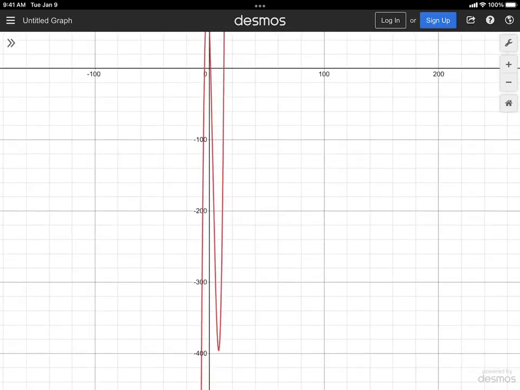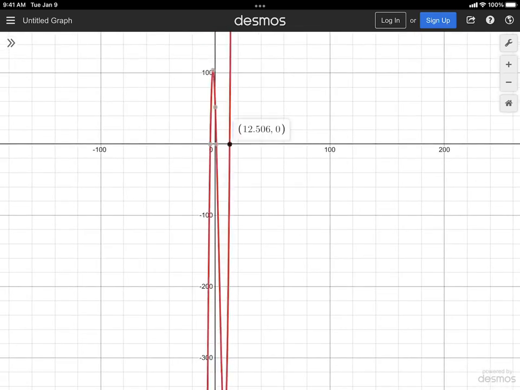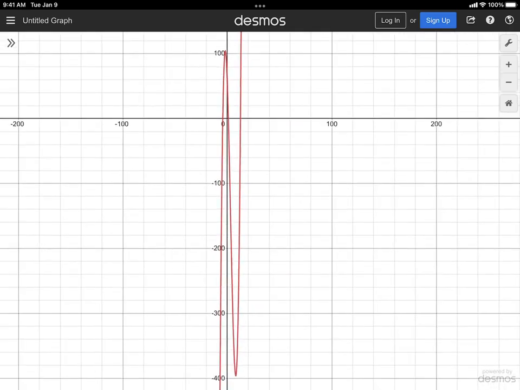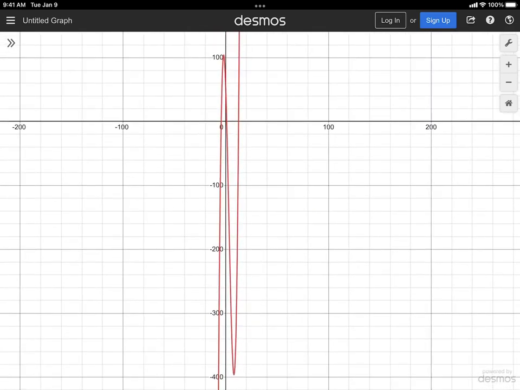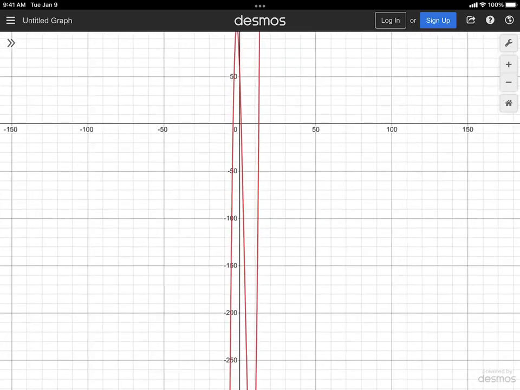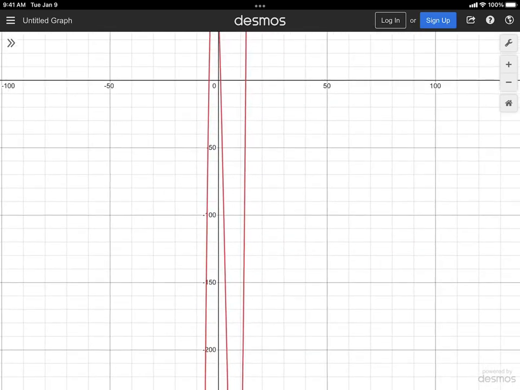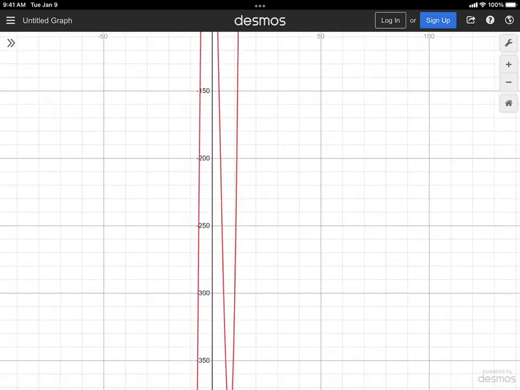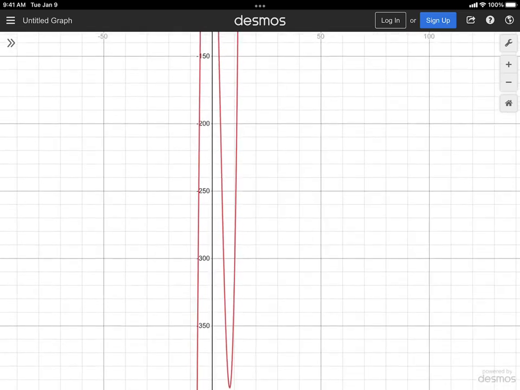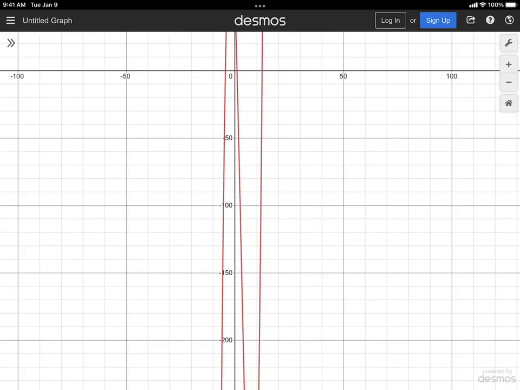Concave down up until x equals 3, which is somewhere in this neighborhood. So concave down, we can see the upside down U shape if we adjust this window. There's going to be some point of inflection at x equals 3, and then it's going to start to concave up. So let's see, where's x equals 3?